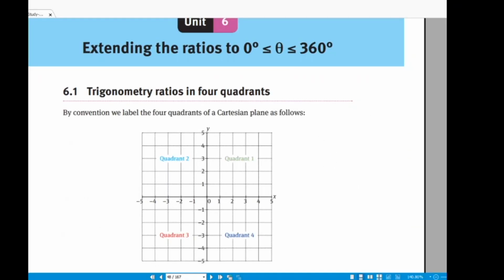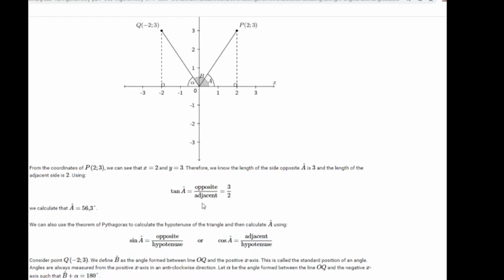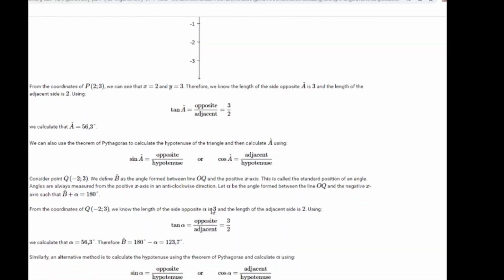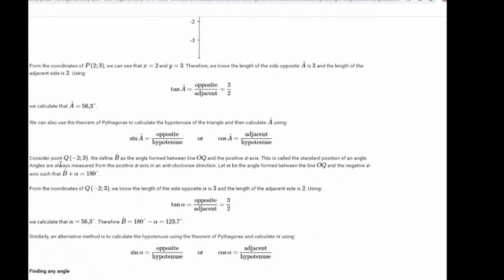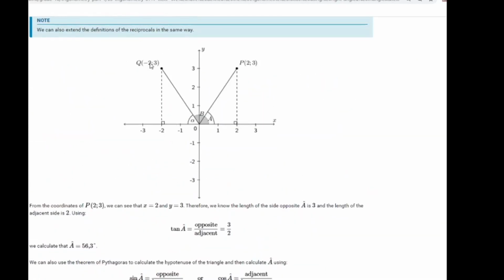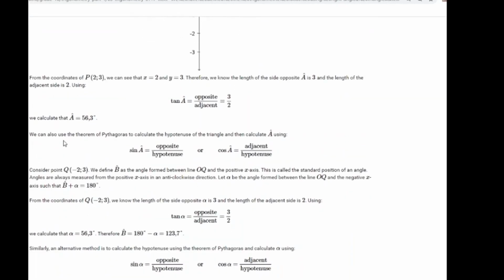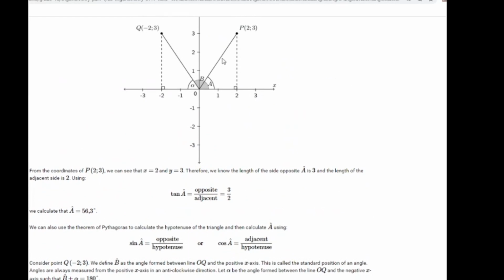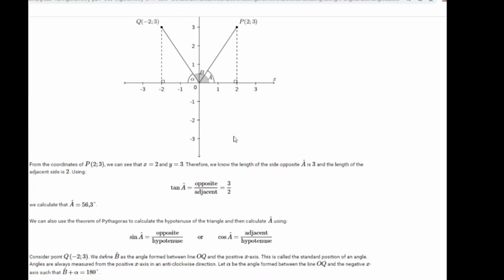Go back to our notes. Now consider point Q. Point Q is that one. It's in the second quadrant. We can also use the theorem of Pythagoras to calculate the hypotenuse. Let's say this side is the hypotenuse because it's opposite the right angle.